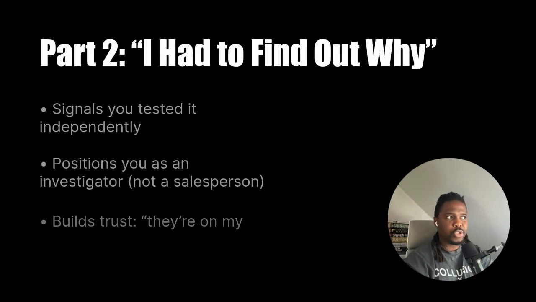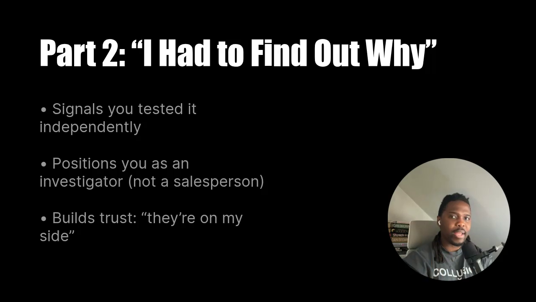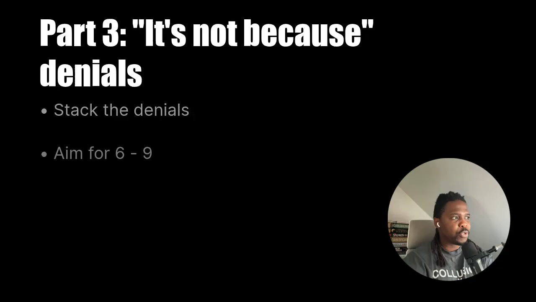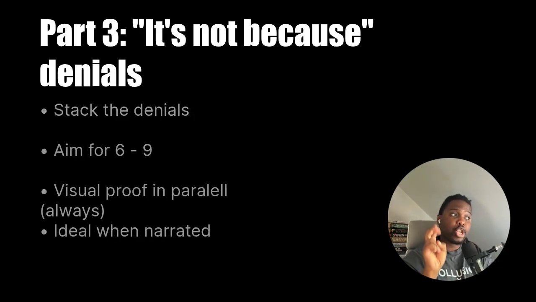Then you move on to part 2. "I had to find out why." So this signals that you did the work independently. The viewer is now on your side. Moving on to part 3. Stack the "it's not because" denials. So each one names and dismantles a real objection while simultaneously demonstrating a feature. So you want to aim for around 6 to 9 and you want to run visual proof in parallel.